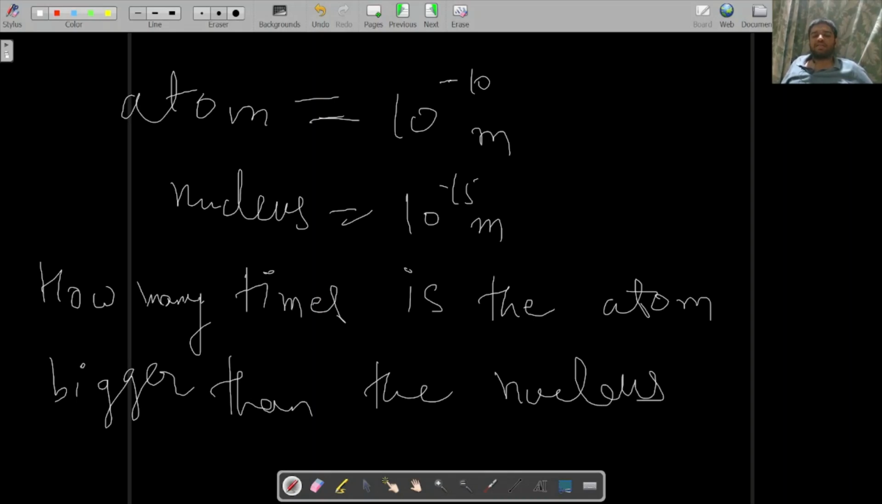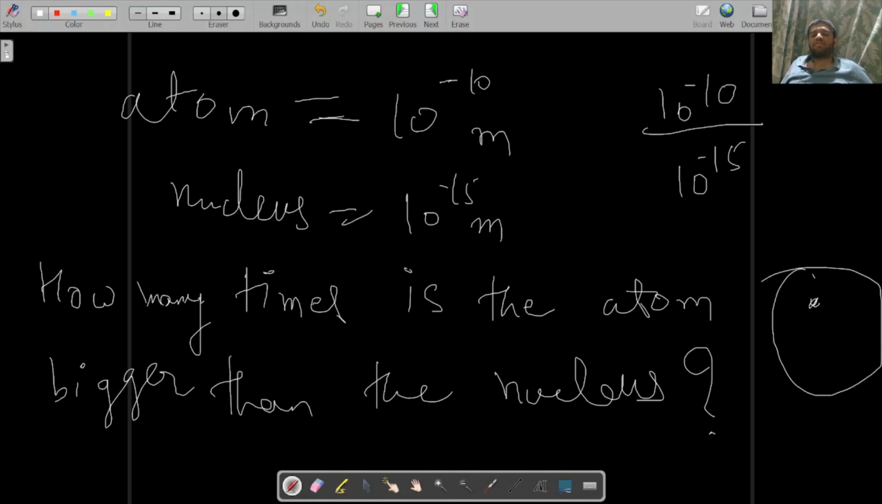So you will simply divide this, right? How many times is the atom bigger than the nucleus? You will put 10 to the power minus 10 in the numerator and divide by 10 to the power minus 15, because you will find out how many 10 to the power minus 15 fit in 10 to the power minus 10. So you will get the size of the nucleus in front of an atom. This is an atom and this is a point-sized nucleus. So what is the size of the atom in front of the nucleus, if you want to find out?